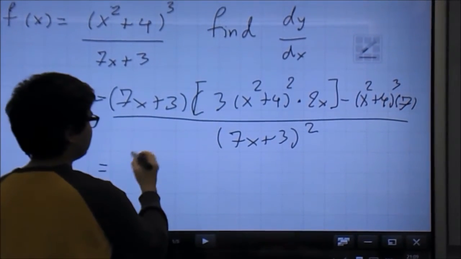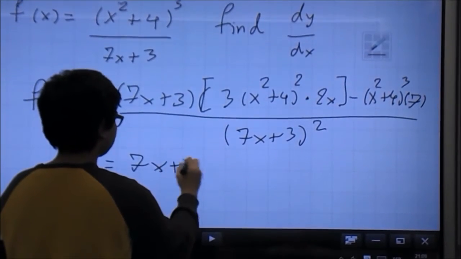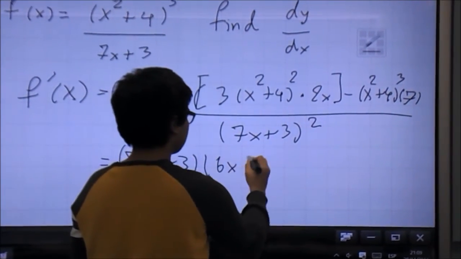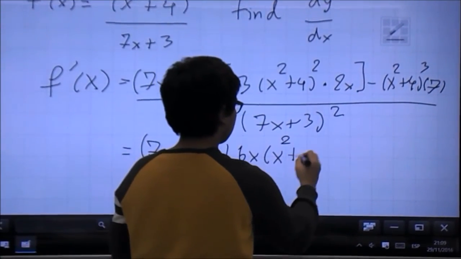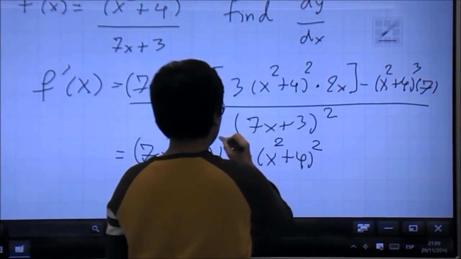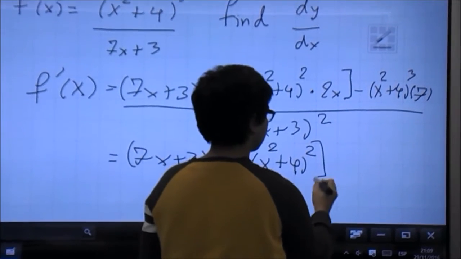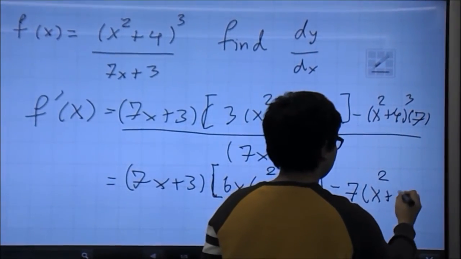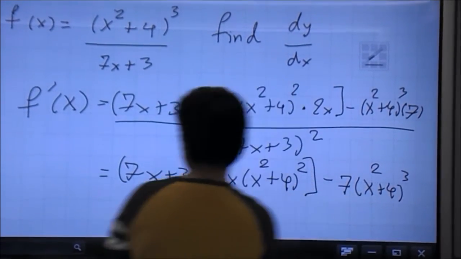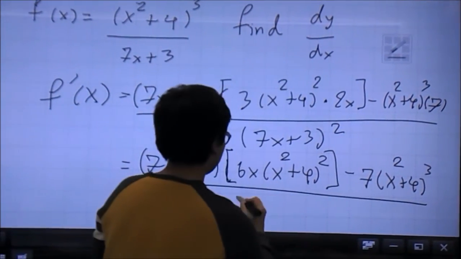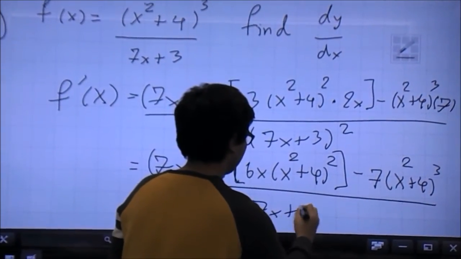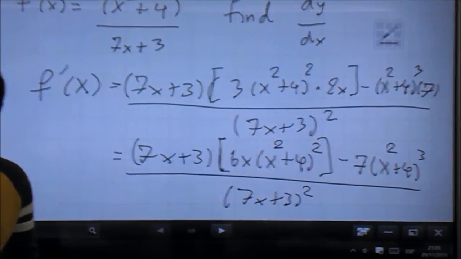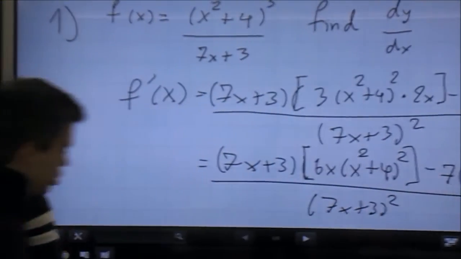This is 7x plus 3 and 2x, 6x, x squared plus 4, subtracted by 7 multiplied by x squared plus 4, over 3, and then the bottom one, 7x plus 3. Professor, do you want me to simplify further? No, it's fine, I know that you can do it, I believe in you. Thank you, PHATCHARAPOL.